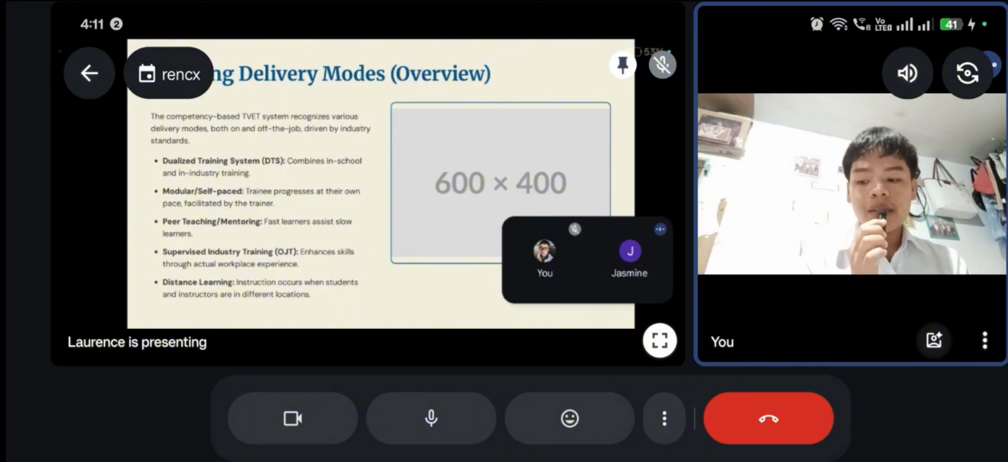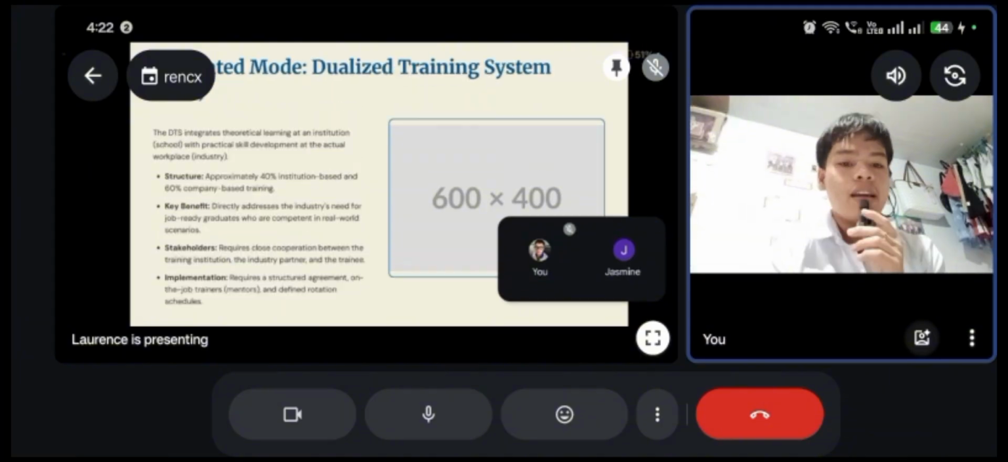Fourth, distance learning. Instruction occurs when students and instructors are in different locations. So distance learning is when students learn from home or another place using the internet instead of going to a school building. Example, a student watches a lesson on a computer and sends homework online to the teacher.